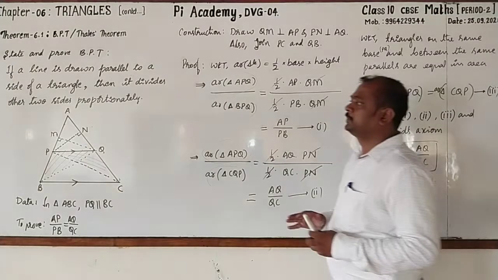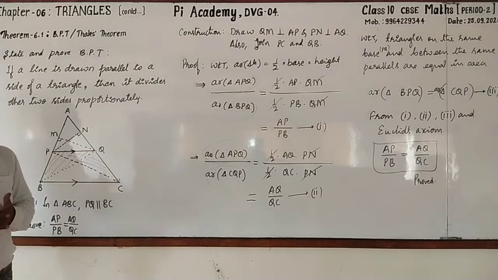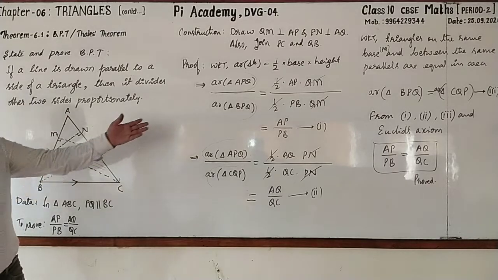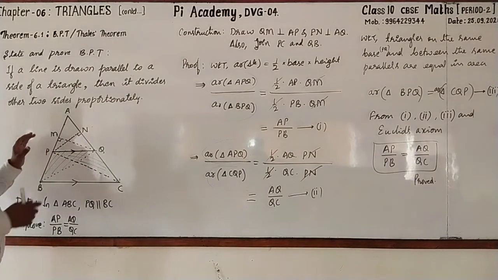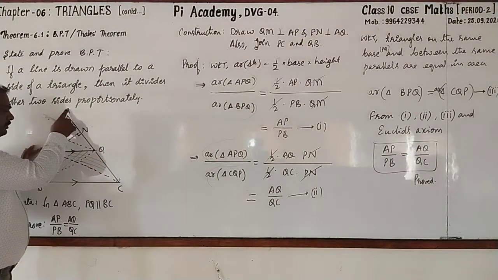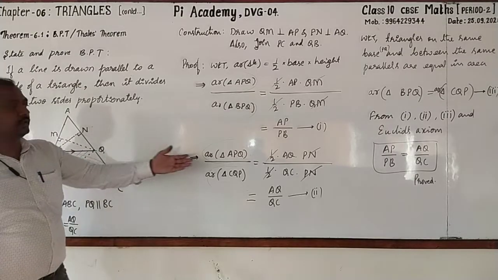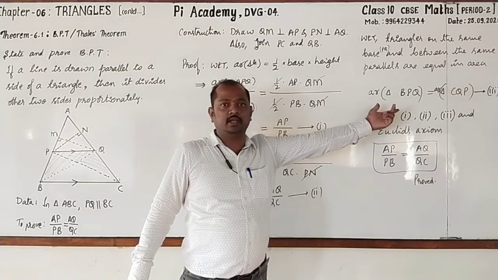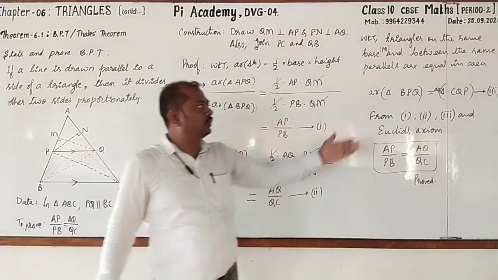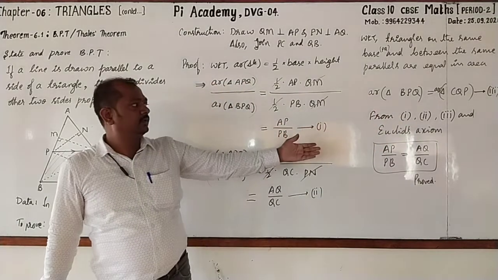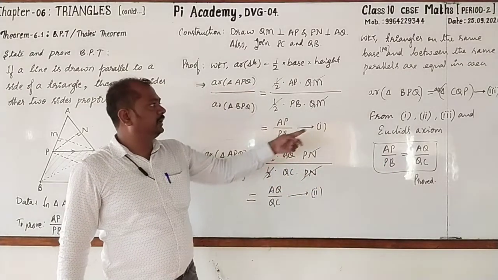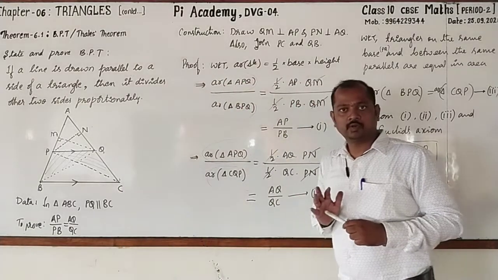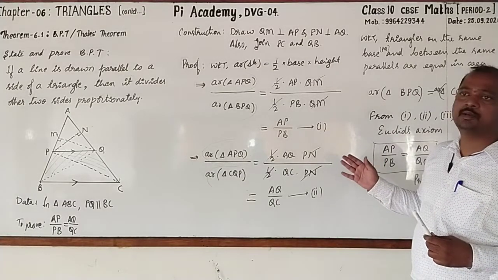Very simple. You have to use the formula, that is area of triangle is half into base into height. Take the two triangles APQ and BPQ. Find out the ratio, you will get AP by PB. Next, you go for taking the triangle AQP, nothing but APQ, and CQP, you will get the second ratio. And both the triangles are standing on the same base between same parallels, they are equal in area. Then by using statement 1, 2, 3 and Euclid's axiom, we can say AP by PB is equal to AQ by QC. Hence the theorem is proved. Got it? Please do learn this. It is important from the examination point of view.